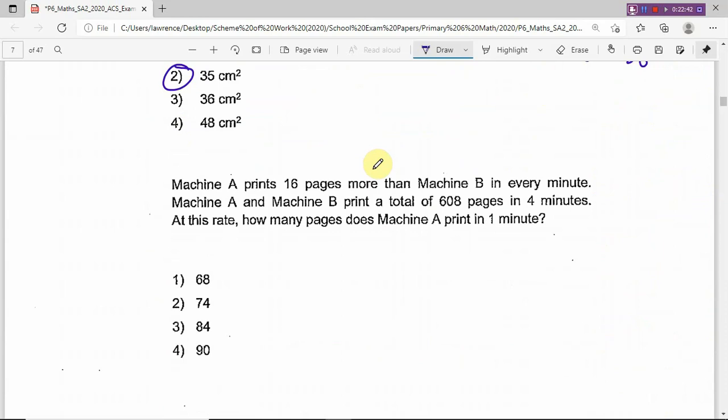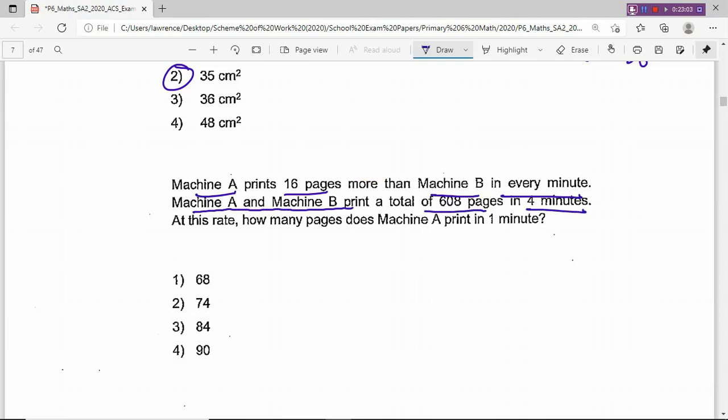Rates. Alright, this is a rates question. Machine A prints 16 more than machine B in every minute. So model drawing. Alright, so what do we do? There's a more than. So we can think of model. Machine A and machine B print a total of 608 pages in 4 minutes.